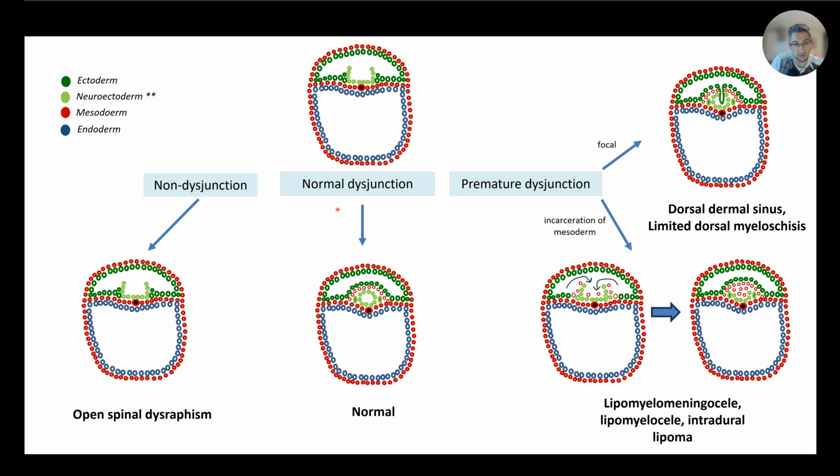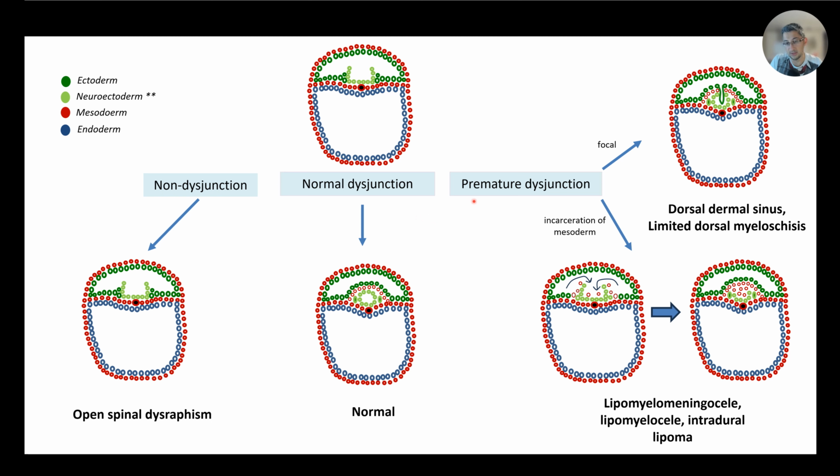If this normal disjunction does not occur, the tube will stay as it is. It's called non-disjunction, and there is no closure of the tube. The ectoderm and neuroectoderm are still not dissociated, and there is no overlying skin.